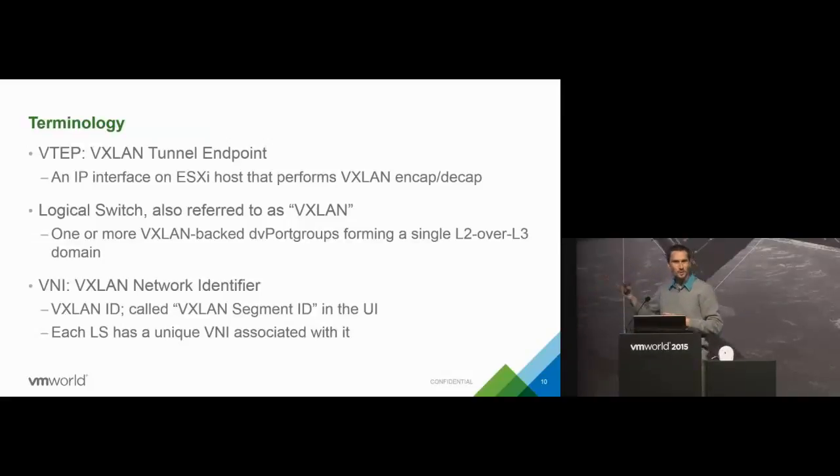Okay, so terminology for logical switching. VTAP is a tunnel endpoint. It's one or more IP interfaces created on your ESXi hosts, which do the encapsulation and decapsulation into VXLAN. That IP interface is connected to a port group on your host, which is mapped to a VLAN on your physical infrastructure.